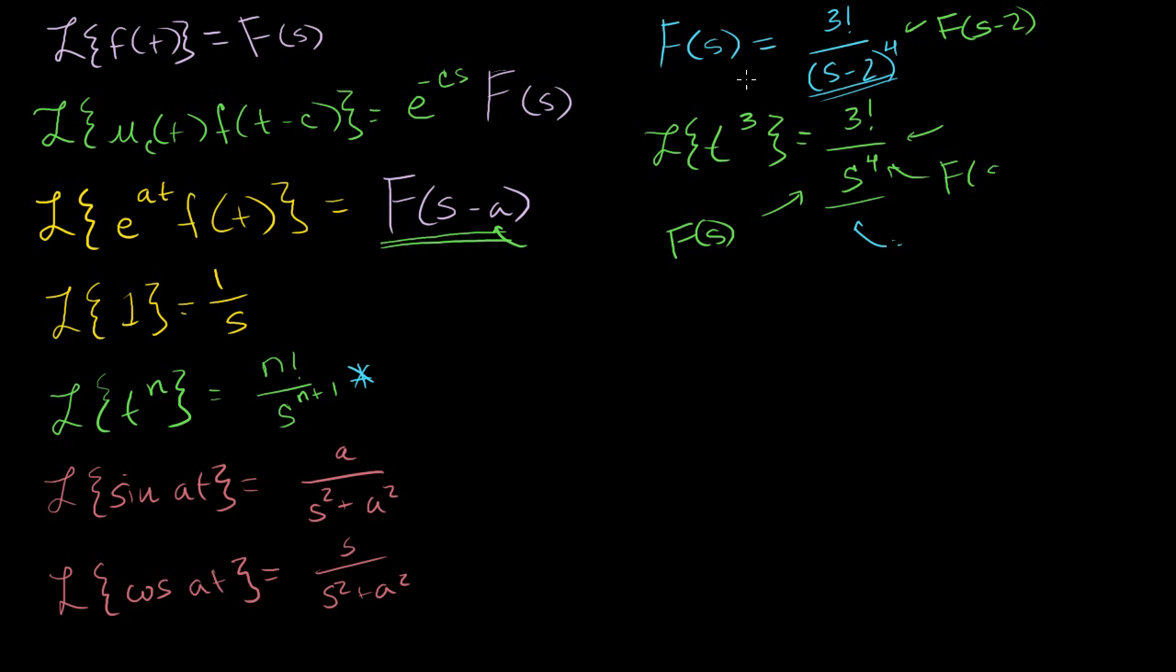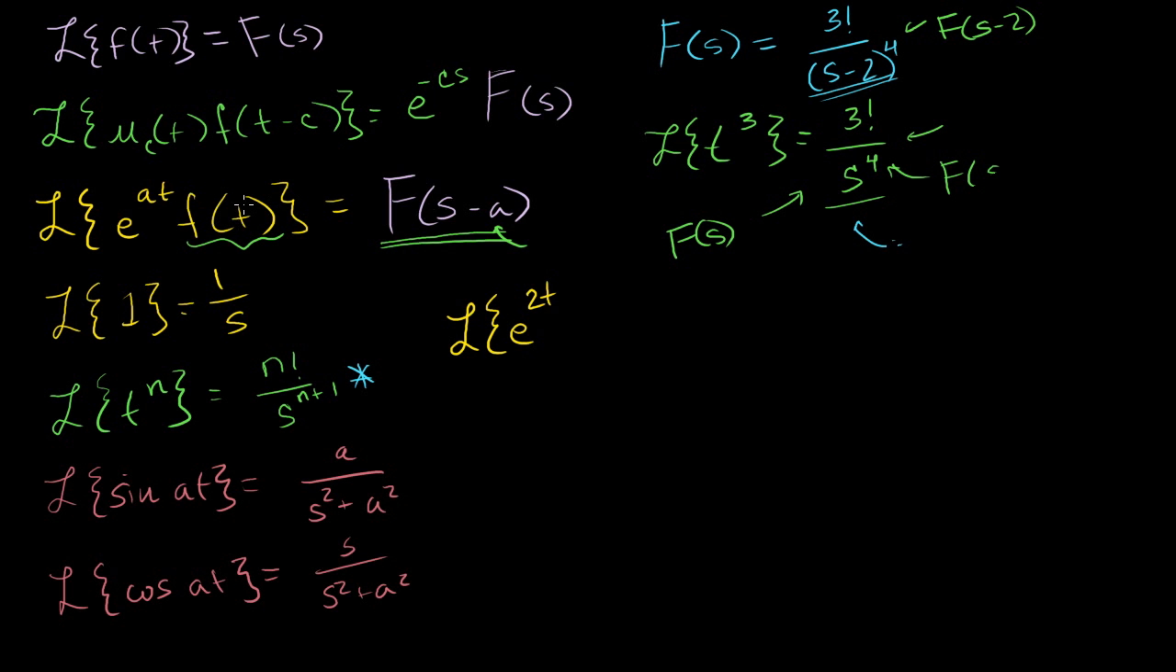So this is the Laplace transform of e to the at times our f of t. Let me write this down. This is the Laplace transform of e to the, and what's a? A is what we shifted by, minus a, so you have a positive there. So e to the 2t times the actual function.